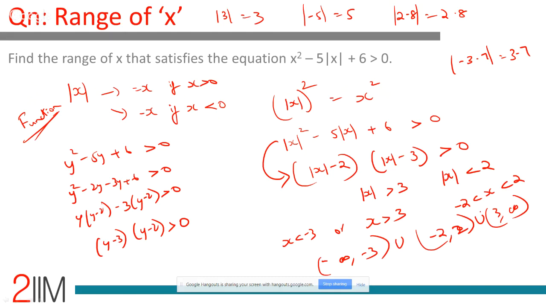Here, mod x should lie outside the roots. What are the roots? 2 and 3. Mod x should be either greater than 3 or less than 2, and you're just writing down the answer. Wonderful question. Beautiful question to think about quadratic inequality with one unit of modulus thrown in. Let's go to the next one.